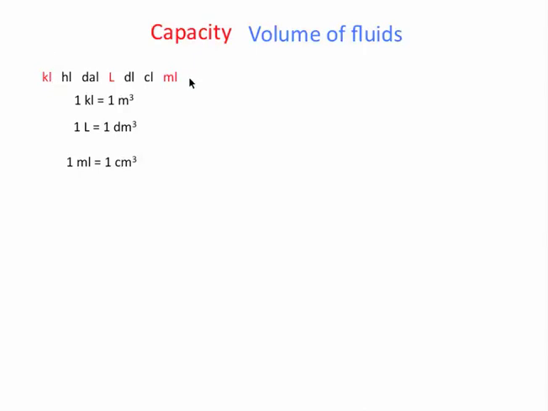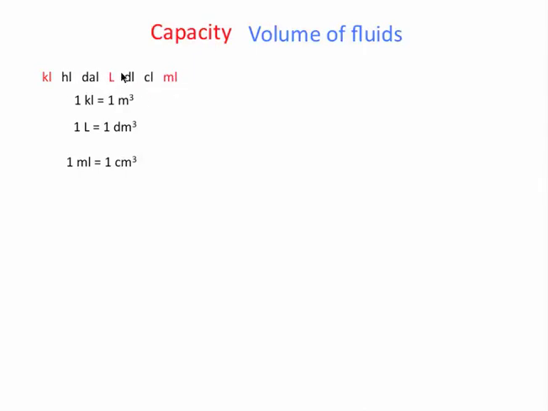All right, so we can convert the units. We have all kinds of units because it's in the metric system. We have kiloliters, hectoliters, decaliters, liters, deciliters, centiliters, and milliliters. A decaliter is 10 liters. A hectoliter is 100 liters. A kiloliter is 1,000 liters. A deciliter is a tenth of a liter. A centiliter is a hundredth of a liter, and a milliliter is a thousandth of a liter.